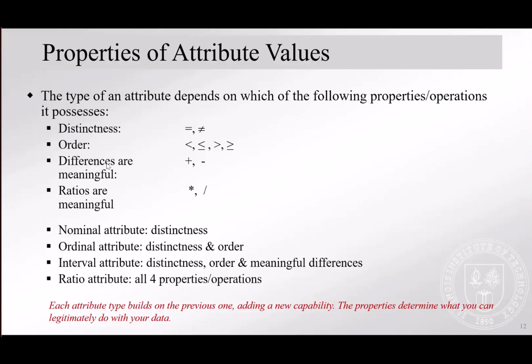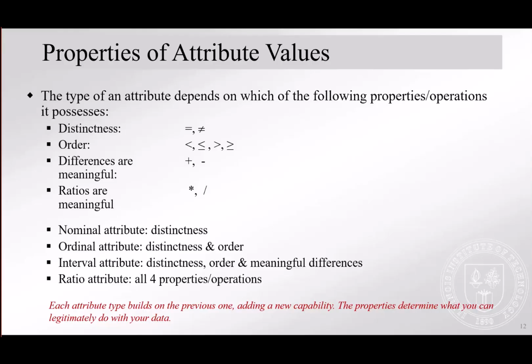Third, meaningful differences. Can we add and subtract values in a way that makes sense? This gives us addition and subtraction operations. This is a more advanced property compared to distinctness. Fourth, meaningful ratio. Can we multiply and divide values in a way that makes sense? This gives us multiplication and division operations. This is the most advanced property.